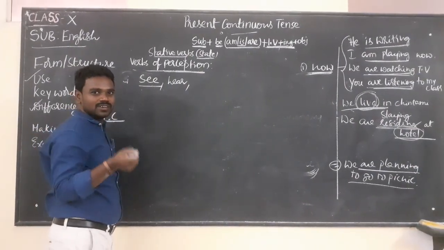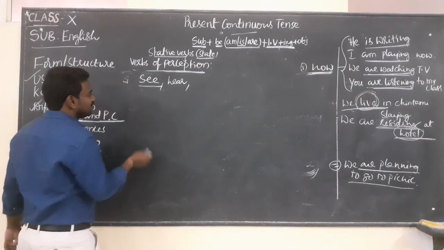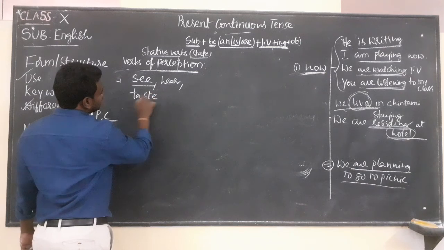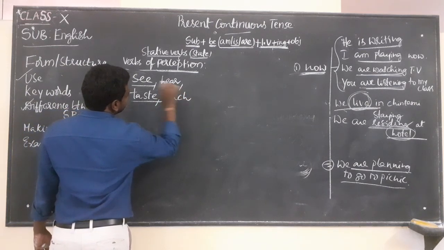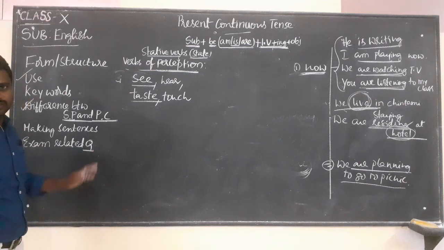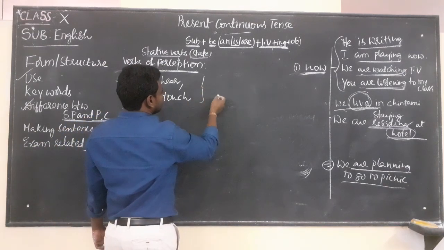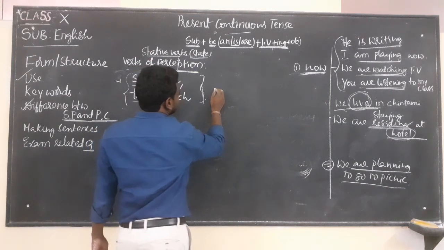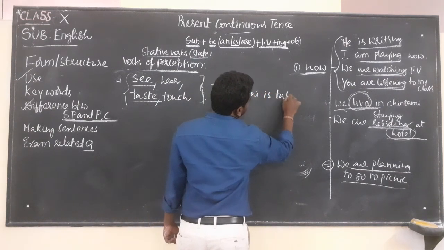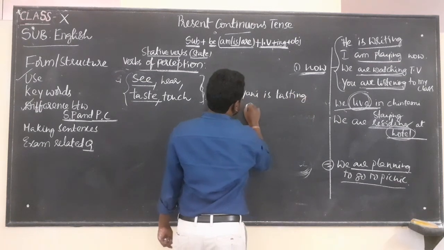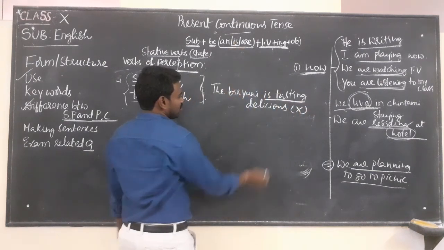"The biryani tastes good." We should not say that the biryani is tasting good. We say the biryani tastes good, but we should not say the biryani is tasting delicious. Taste, touch: these verbs we should not use in present continuous. For example, "The biryani is tasting delicious." It's wrong. What is the right answer here?